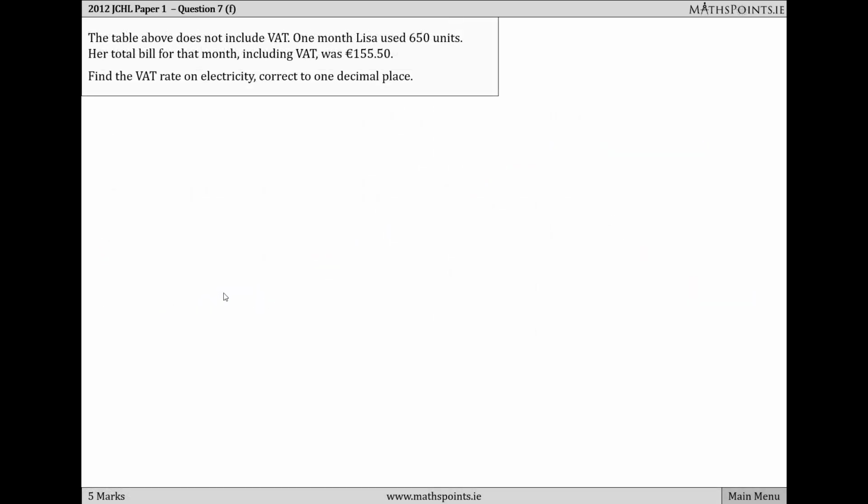Part F tells us that the table does not include VAT. One month, Lisa used 650 units. Her total bill for that month, including VAT, was 155.50. So we have to find the VAT rate on electricity correct to 1 decimal place. So to calculate a VAT rate, we take the VAT and divide it by the bill before VAT, and we multiply it by 100. So we're going to need to find the bill before VAT and the VAT.